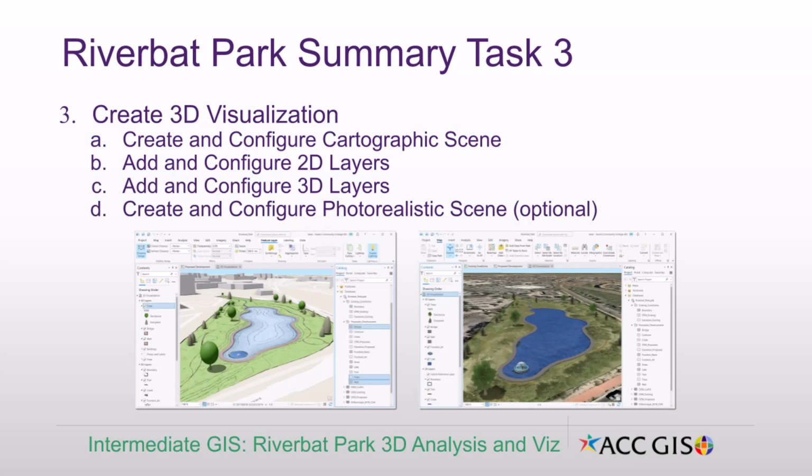In summary task 3, you'll create a cartographic and/or a photorealistic 3D visualization of Riverbat Park. First, you'll create and configure a cartographic scene. Then you'll add and configure 2D and then 3D layers. And last, optionally, you'll create and configure a photorealistic scene.